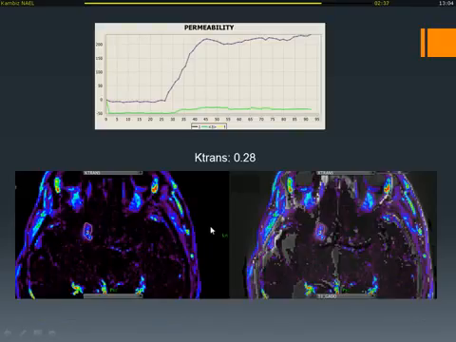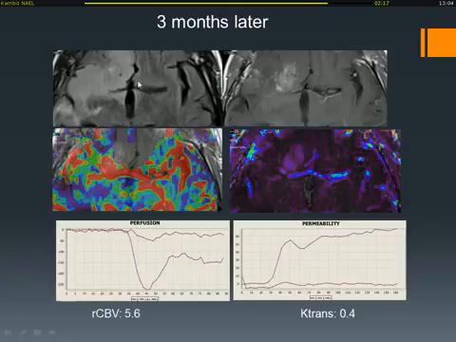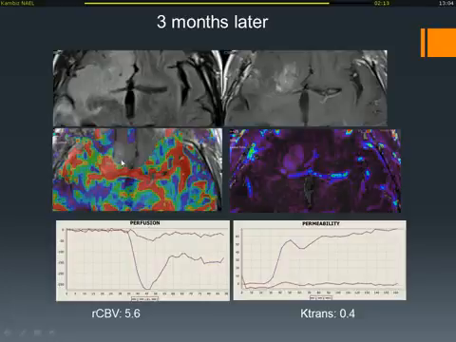If you do DCE, you can clearly see that there is increased K-trans in this lesion, and it has a rapid vascular phase with significant vascular phase. This was read as suspicion for tumor recurrence. This patient was scanned 3 months later. You can see that there is significant growth of tumor. Now you have enough tumor away from the planum sphenoidale that you can actually detect increased rCBV with the value of 5.6 and the increased K-trans, and this was a pathology-proven recurrent tumor basically.